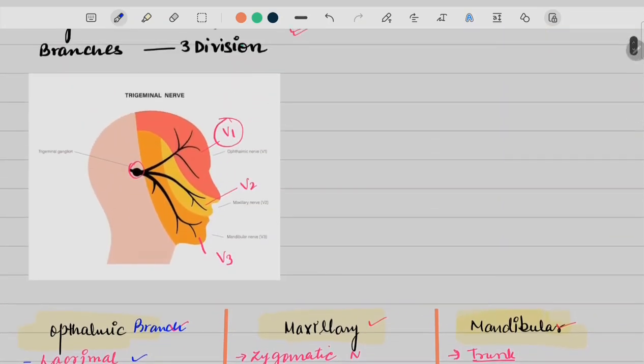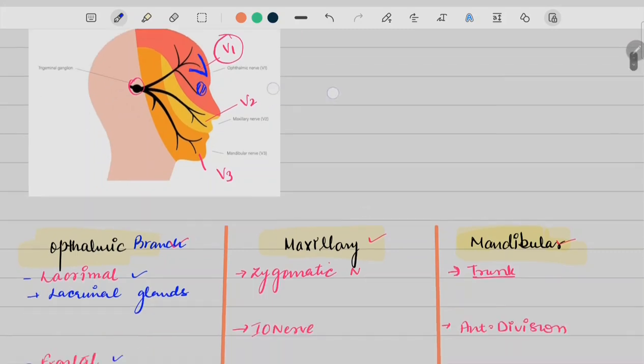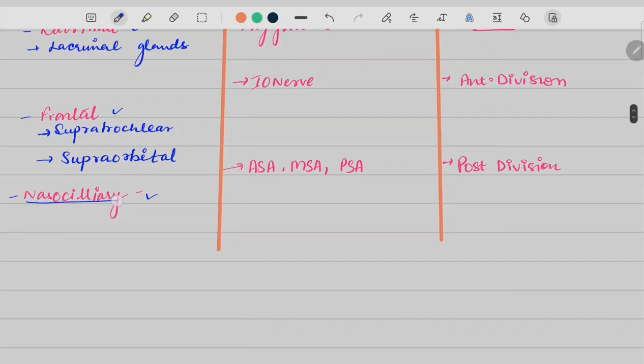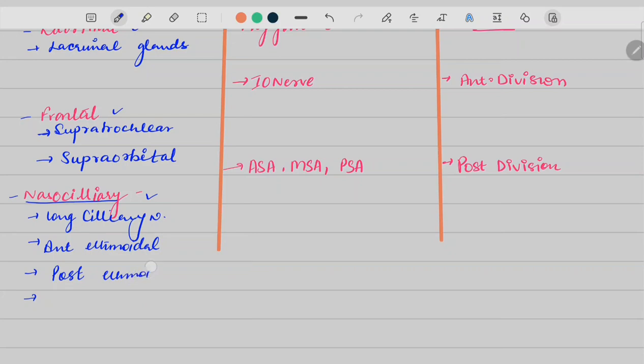Now look here in the picture. If I say this is the V1, then V1 is going to have components that will supply the lacrimal region. Then the frontal is here supratrochlear, then supraorbital somewhere here. So this is how it is supplying. Lastly, the last part is the nasociliary. The nasociliary is going to supply which regions? It is going to supply the long ciliary, then the anterior ethmoidal, the posterior ethmoidal. Lastly, here it was supratrochlear, here it will be infratrochlear.